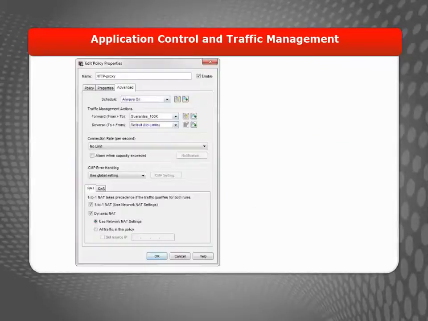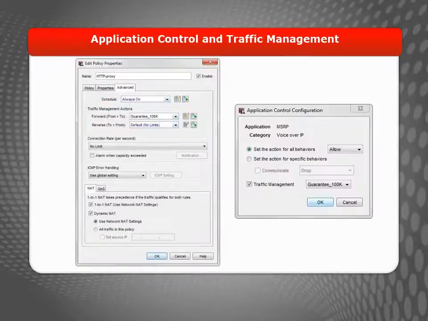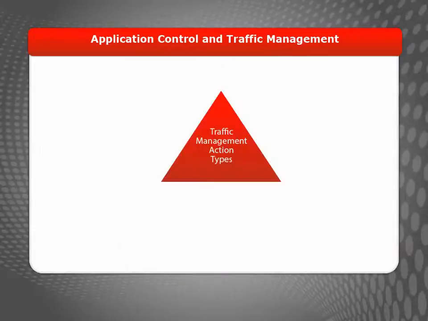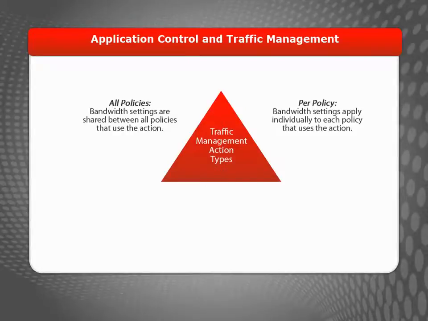In a policy, you can specify separate traffic management actions for traffic in each direction. In Application Control, you can select a single traffic management action for application traffic in both directions. There are three types of traffic management actions that you can use to control your network traffic. If you create and apply an All Policies action, the bandwidth settings are shared between all the policies that use that action. In a Per Policy action, the bandwidth settings apply individually to each policy that uses that action. If you use a per IP address action, the bandwidth settings apply to traffic from each client IP address.